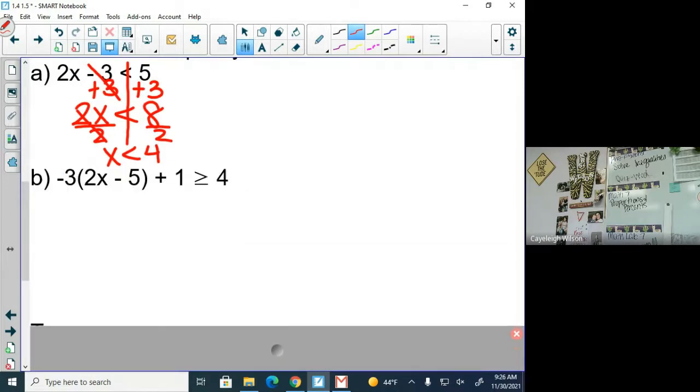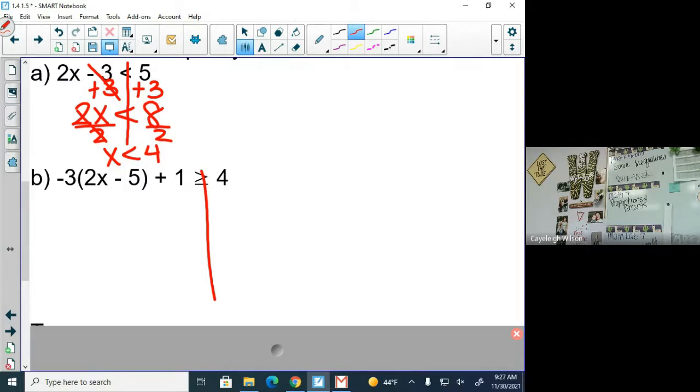All right, let's do another one. It's the same as equations, just if you multiply or divide by a negative to both sides, you flip the sign. That's literally the only difference. And I'll show you this.